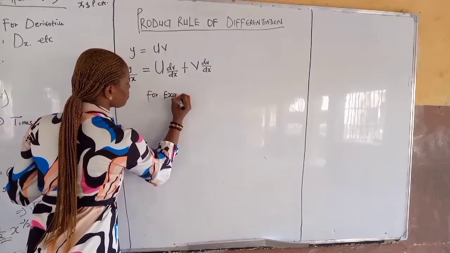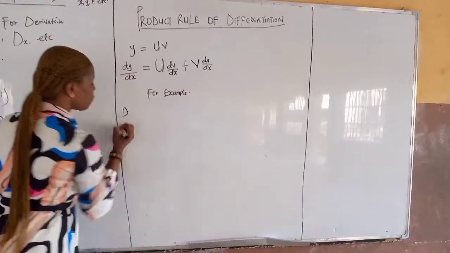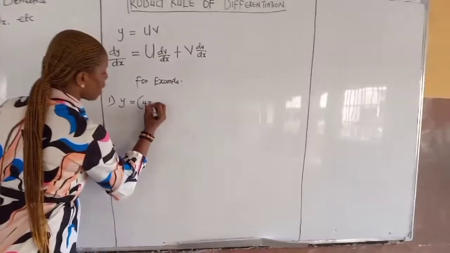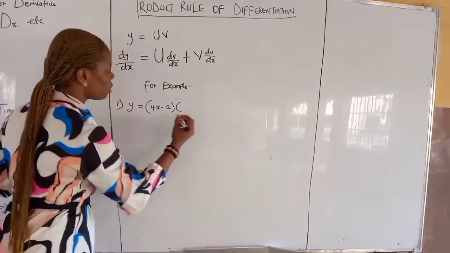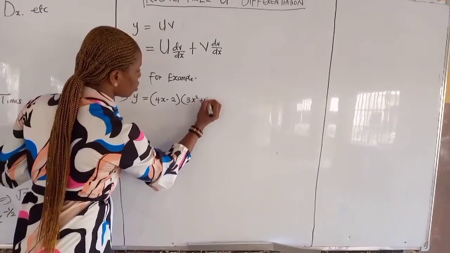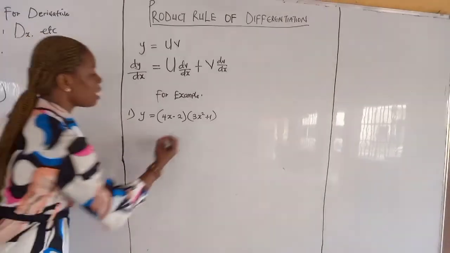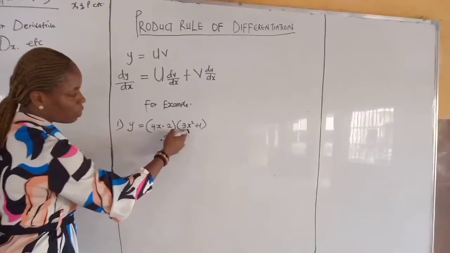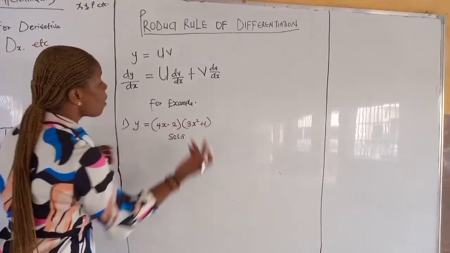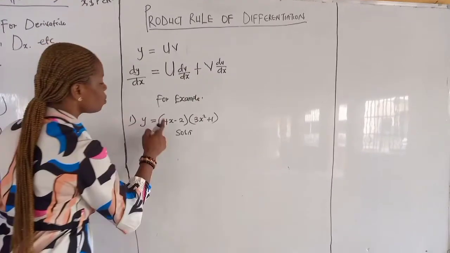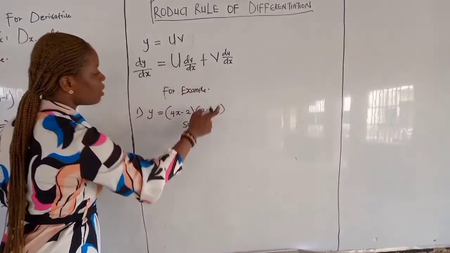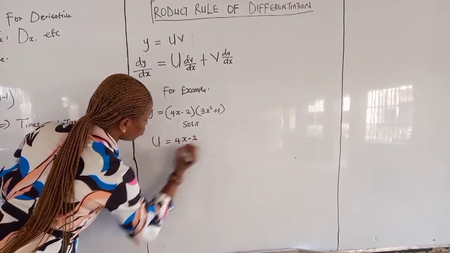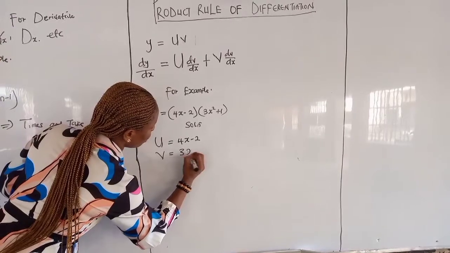For example, if I have this function, y equals (4x minus 2) into (3x squared plus 1), I write my solution. Please look at this function. It is a multiple function, under multiplication. So what you have to do, the first one is your u, and the second one is your v. So I can say that my u is 4x minus 2, and my v is 3x squared plus 1.